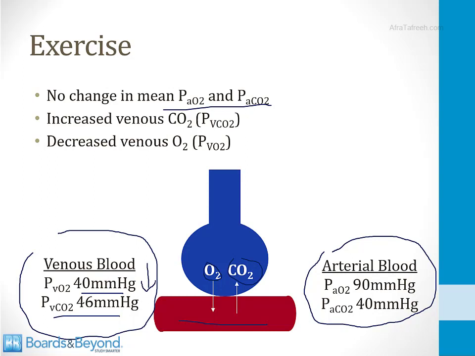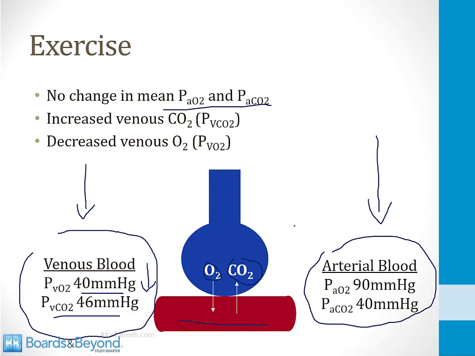So the key point, and once again, this is super high yield for step 1, is that with exercise, if you look at an arterial blood gas, there's not going to be any change in the oxygen and carbon dioxide content. But if you look at the venous blood, you're going to see a huge change. Much less oxygen in the venous blood, much more carbon dioxide in the venous blood.